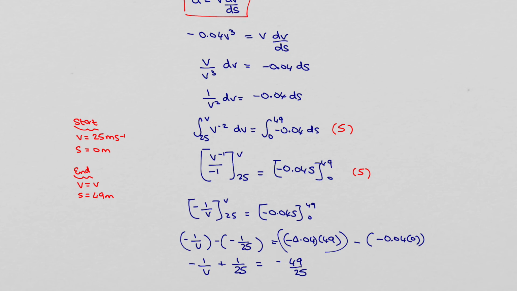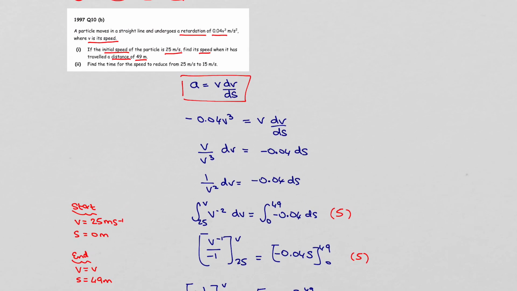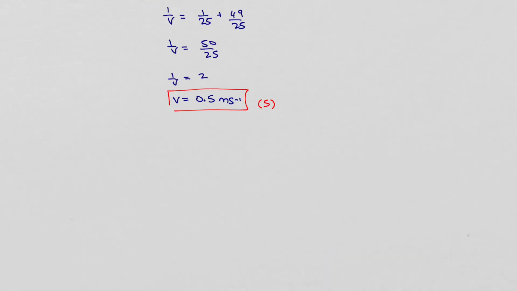So the second part of the question says find the time for the speed to reduce from 25 to 15. This time we have velocity and time for our limits, which means we're going to have to take our equation for acceleration and let it equal dv dt. So for part 2, we're saying a is equal to dv dt. But we know that the acceleration is negative because it's slowing down, so it's retardation, and that's equal to dv dt.